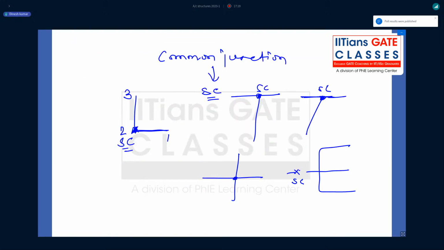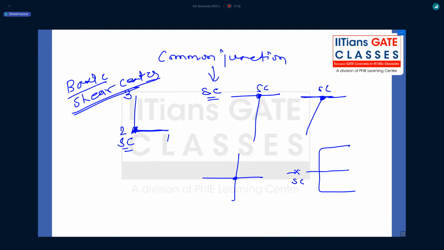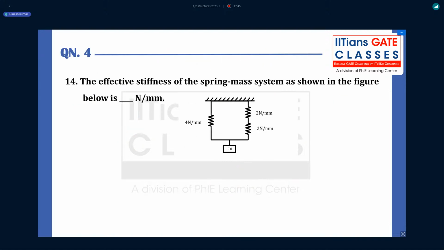So guys, make sure you understand the basics of shear center at least. If you are not comfortable in thin wall structures, like doing long calculations, the basics like shear center you must know, because I think multiple times they have asked questions on this concept. Simple question. So let's see the next question.